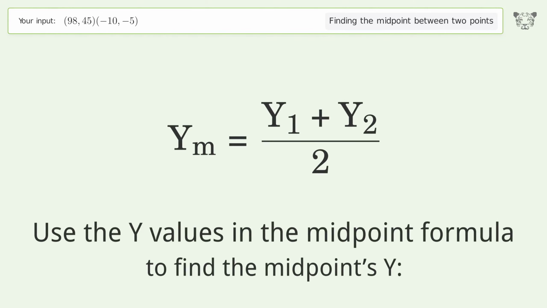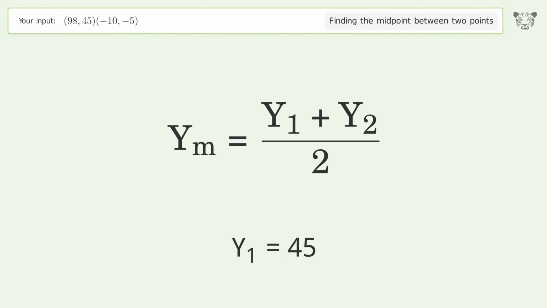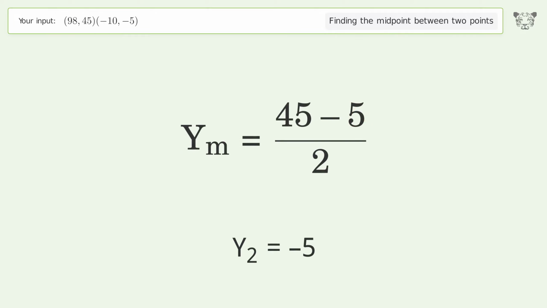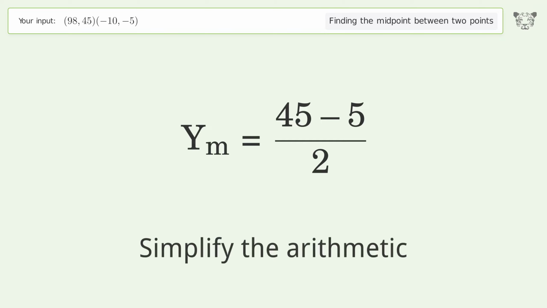Use the y values in the midpoint formula to find the midpoint's y. y1 equals 45. y2 equals -5. Simplify the arithmetic.